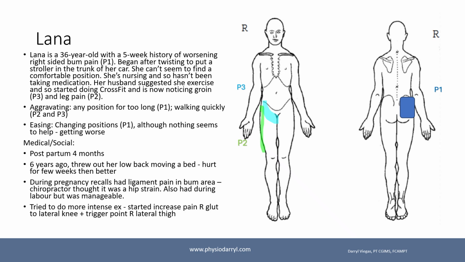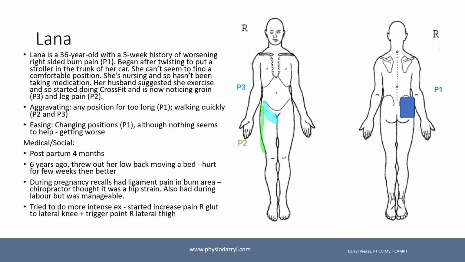Let's consider the case of Lana. Lana is a 36-year-old with a 5-week history of worsening right side bum pain. That's her P1. It began after twisting to put a stroller in the trunk of her car, and she can't seem to find a comfortable position. She's nursing and so hasn't been taking medication.